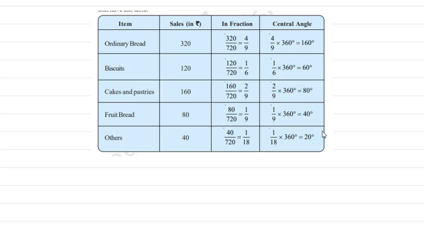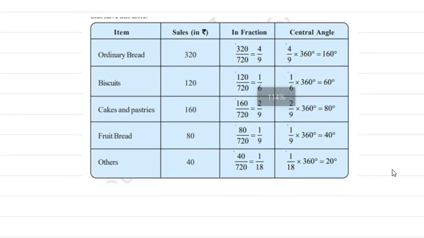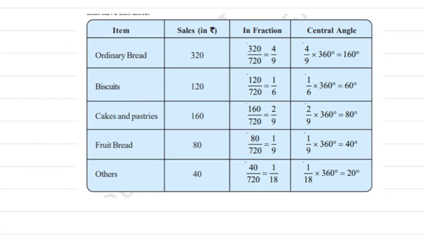Now I am taking another condition when the percentage is not given. Here you can see these are the items and these are the sales in rupees, like the price of these. So 320 rupees for ordinary bread. In fraction, first you will find out the fraction. For finding the fraction, first you will find out the total of all this. So the total of all this will be 720. Okay, if we count all this, then the sum of all this is 720.